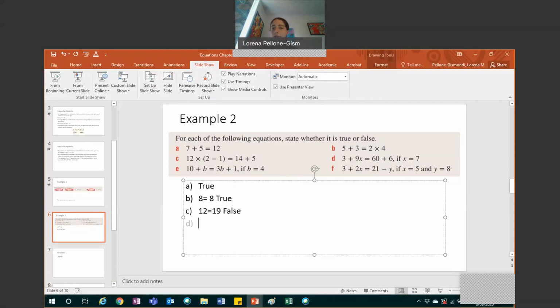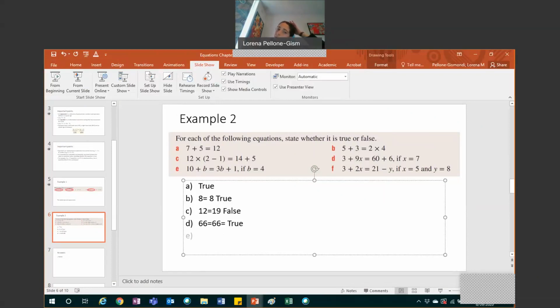Part D, 3 plus 9x equals 60 plus 6. First of all, 60 plus 6 is 66, so we can make that comparison. And 3 plus 9x, x is equal to 7. So 9 times 7, all right, and we've got 63 plus 3 is 66. So the next one is actually true.